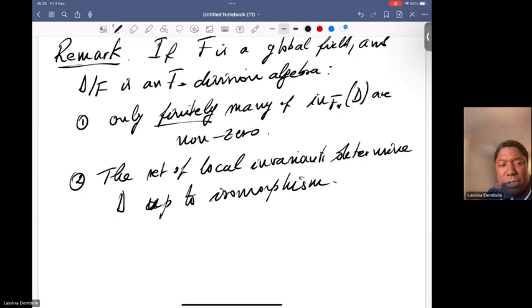Okay. So these are the results that I wanted to state in the first part. And in the second part of the lecture, we are going to use these results to prove the theorem. So this is the end of the first part of the lecture.